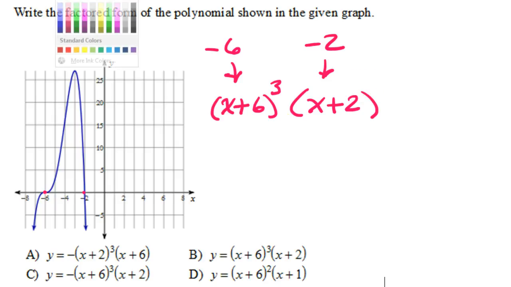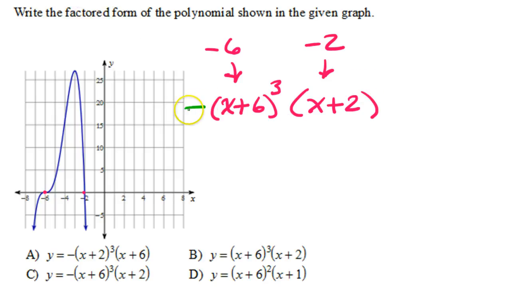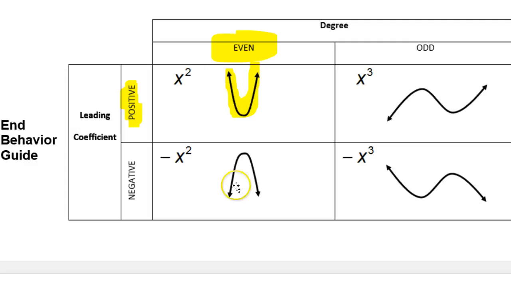One more thing. Sometimes we need a negative sign in front. So to figure that out, we need to think about the end behavior. How does end behavior work? Oh, here we go. This is a chart of end behavior. End behavior only has 4 options. 2 arms up, 2 arms down, down, up, down. Those are the only 4 possibilities.